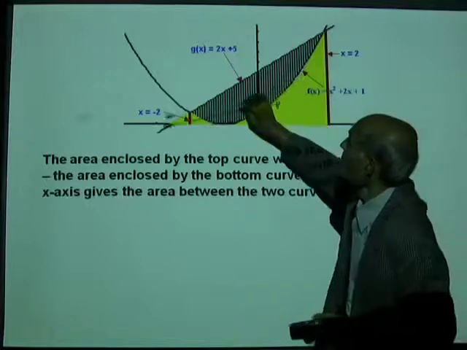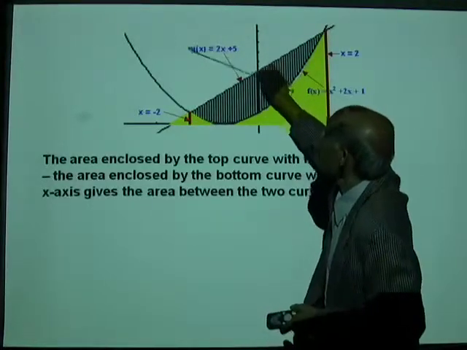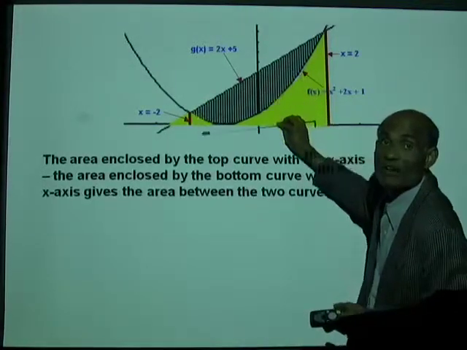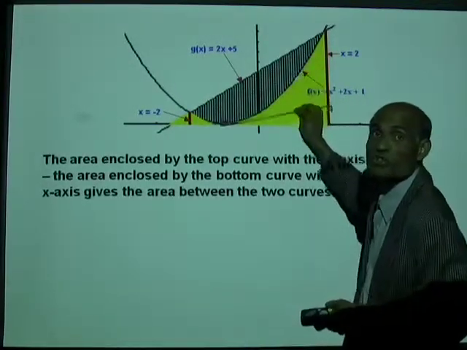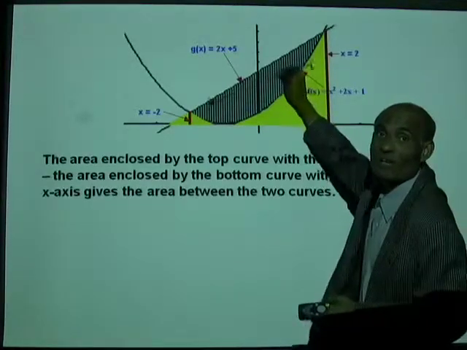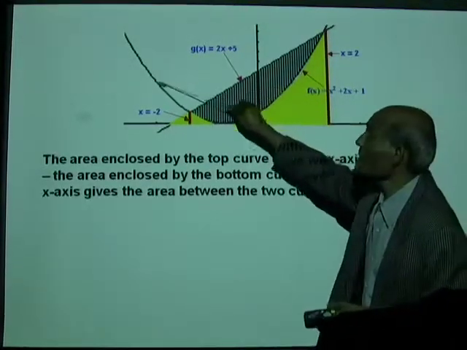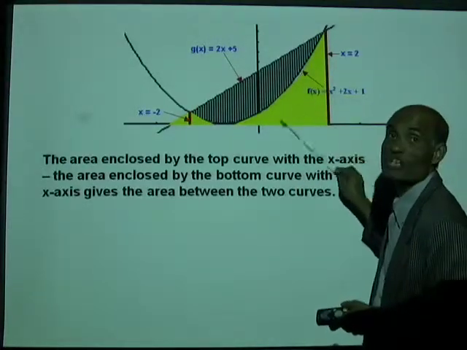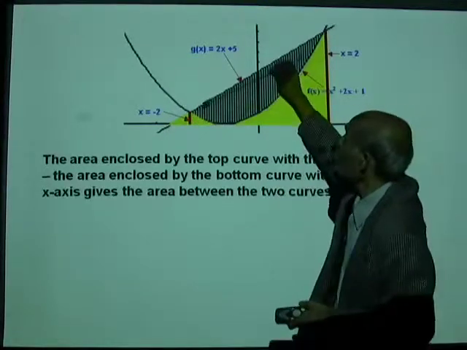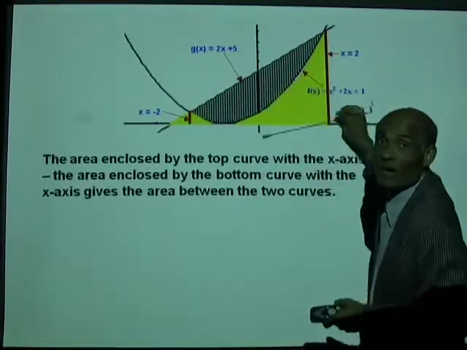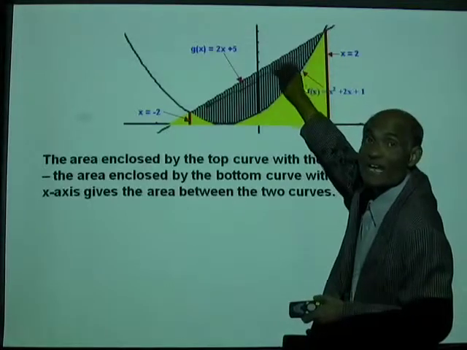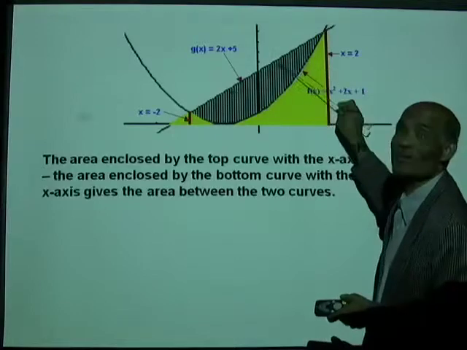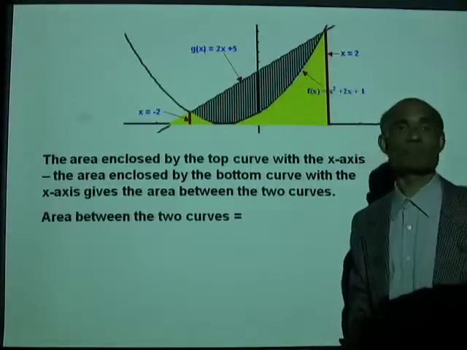Once again, the area enclosed by g of x with the x-axis is this entire area. I hope you can see the motion of my pointer. The area enclosed by f of x with the x-axis is the area shaded in yellow. So if you take away the yellow area from the entire area, you get the area enclosed by the two curves. That's what the statement means.